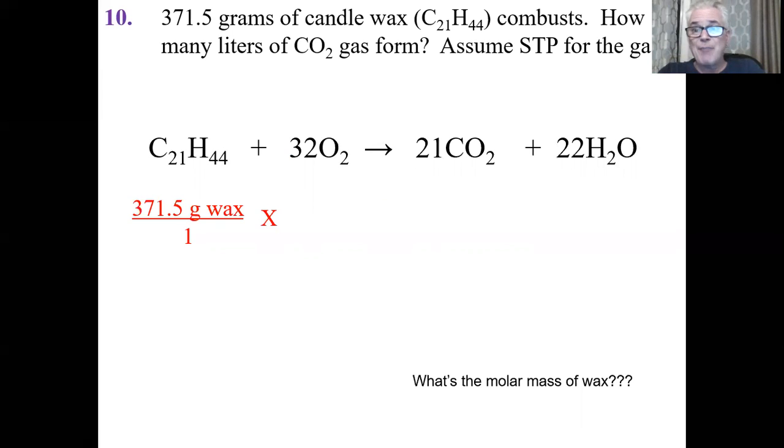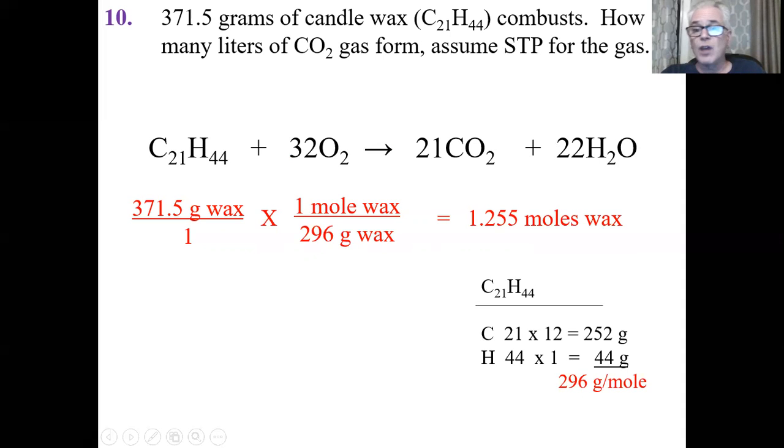You've got to use some scrap paper on the side. You have to write the formula, C21H44, and draw a line underneath it. C, then H. 21 times 12 equals, 44 times 1 equals, and add it up. Look what I got, 296 grams per mole. This is pretty big stuff.